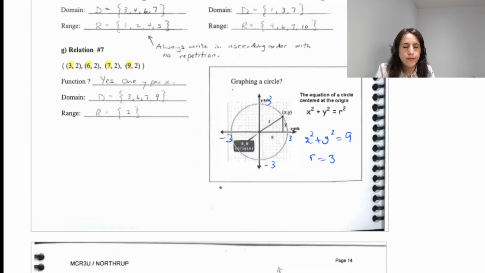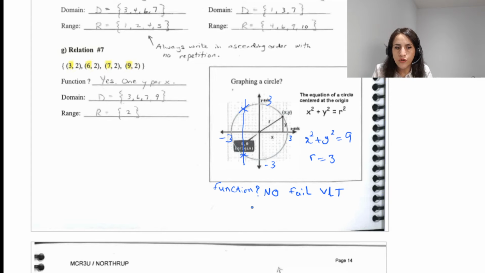Here, I would like to say it is not a function because it doesn't pass the vertical line test. Because it failed the vertical line test. Let's see, it doesn't matter if it's a relation or function, we can still write down the domain and range.